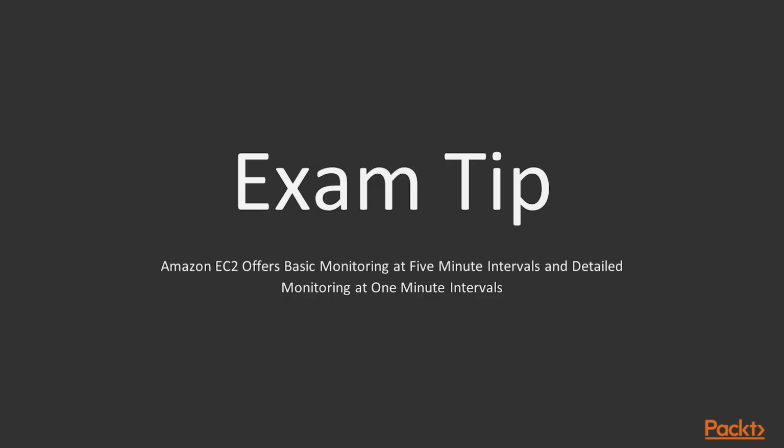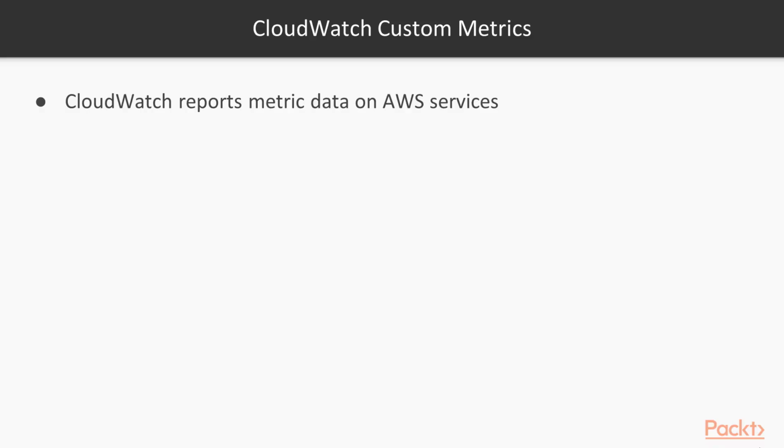Now, I want to give you one exam tip, and that is Amazon EC2 offers basic monitoring at 5-minute intervals and detailed monitoring at 1-minute intervals. So remember this one for the exam. Okay, so in addition to standard CloudWatch metrics, we also have something called custom metrics. Now, CloudWatch will report metric data on all of the AWS services and resources. However, you can also use CloudWatch to monitor and report on data produced by your applications and the services that you deploy on Amazon Web Services.